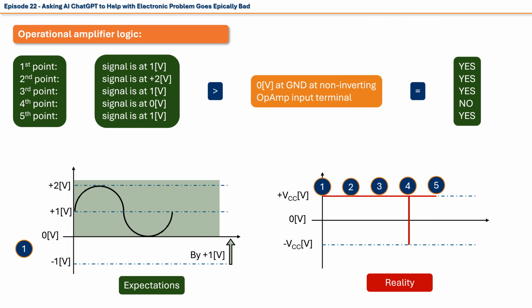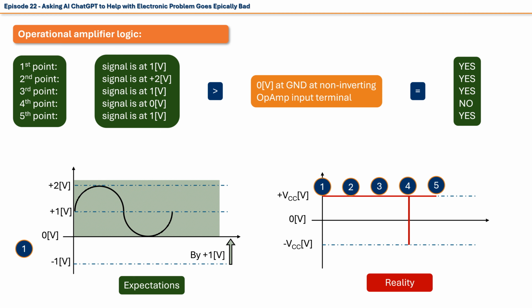The operational amplifier will apply the logic as it is designed to do. It will compare signals at input terminals, and output appropriate rail supply power voltage at the output. It is designed to do this. So, it will compare value of 5 reference points and conclude this.